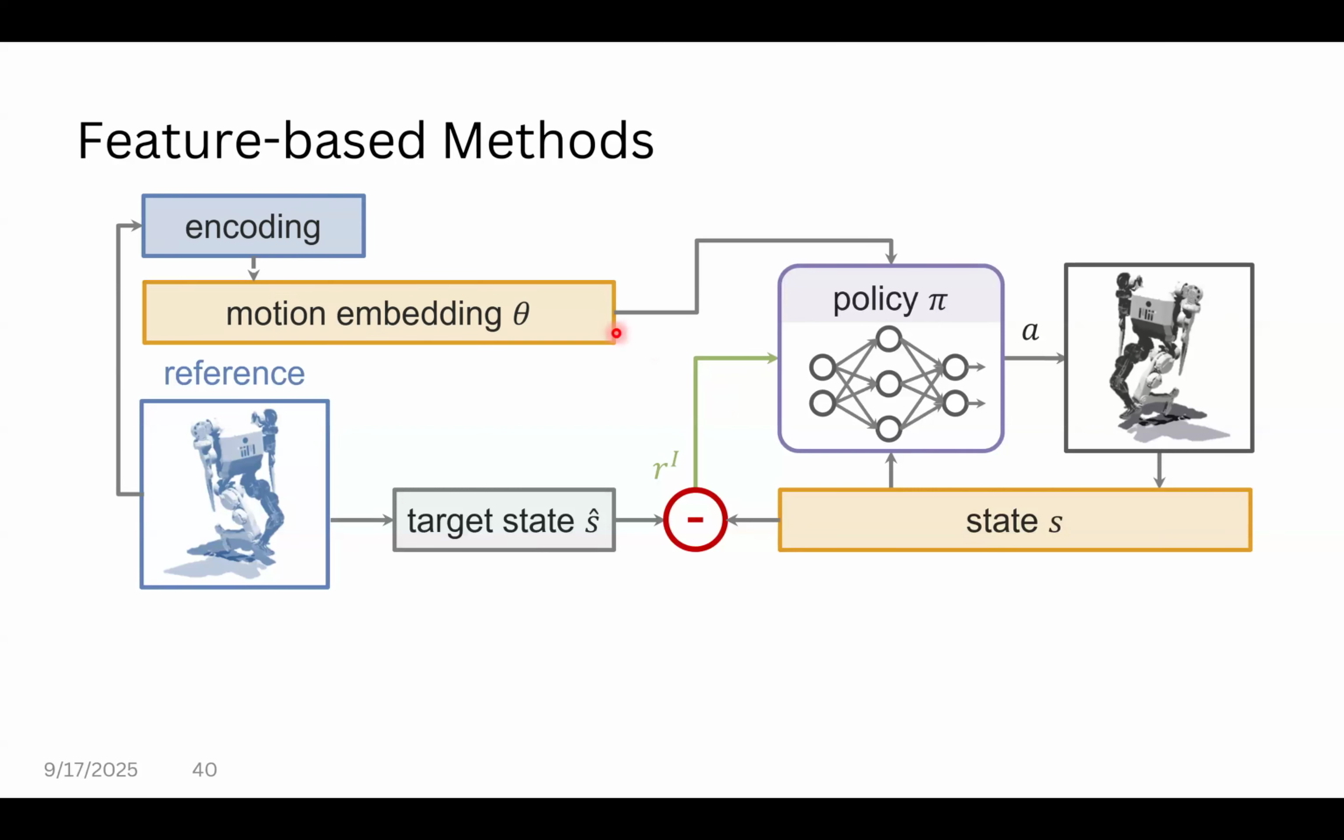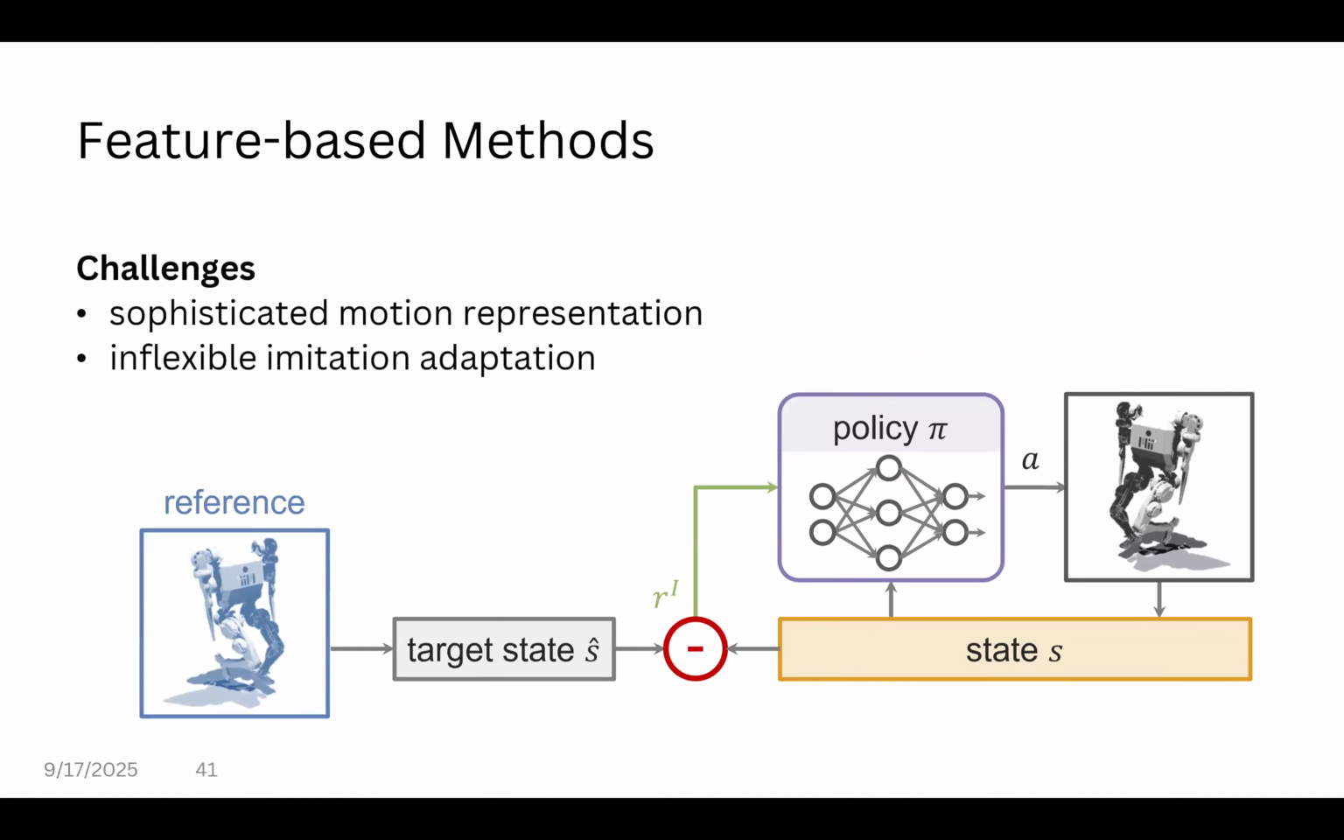So what people normally do is, you have to inform the policy which motion you're tracking. Imagine you have 10 different motions. You have to tell the policy this is motion 1, 2, 3, 4, 5. And we can encode the motion in this embedding space, which is theta in our case. You condition the policy on this. And this can be either a latent embedding, or it can be the exact frame you're tracking. That's very popular these days in the latest works.